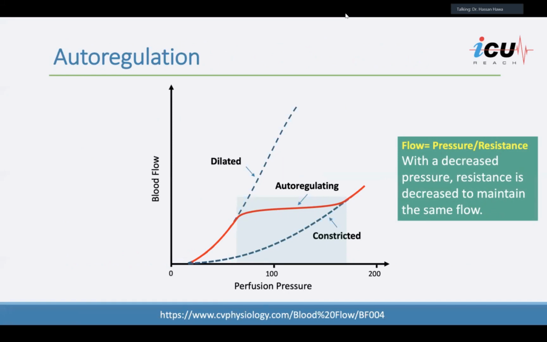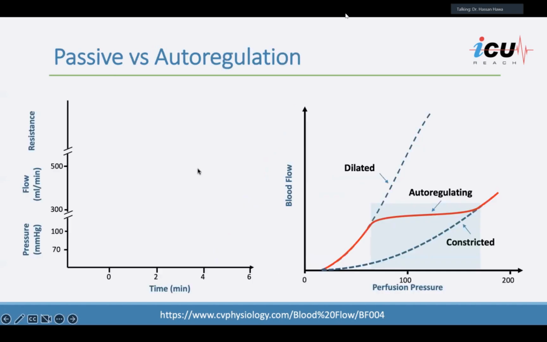What do we mean by autoregulation? It's simply stating that the blood flow will remain stable over a wide range of pressures. If there's a decrease in the pressure, then the resistance in the blood vessel will decrease to ensure the maintenance of the blood flow, and vice versa. If there's an increase in the blood pressure, then the vessels will constrict to maintain the flow within the adequate target to achieve organ blood flow. And this can be illustrated in this diagram.